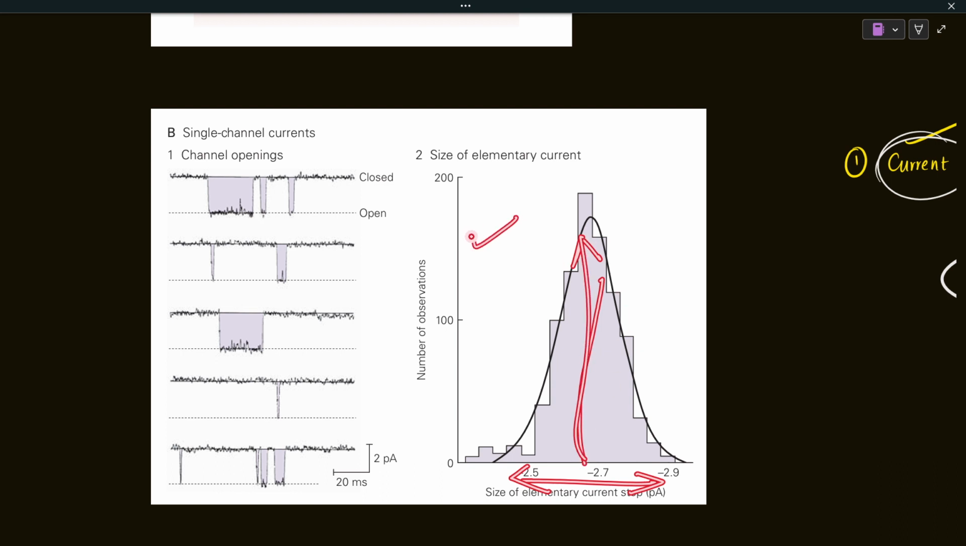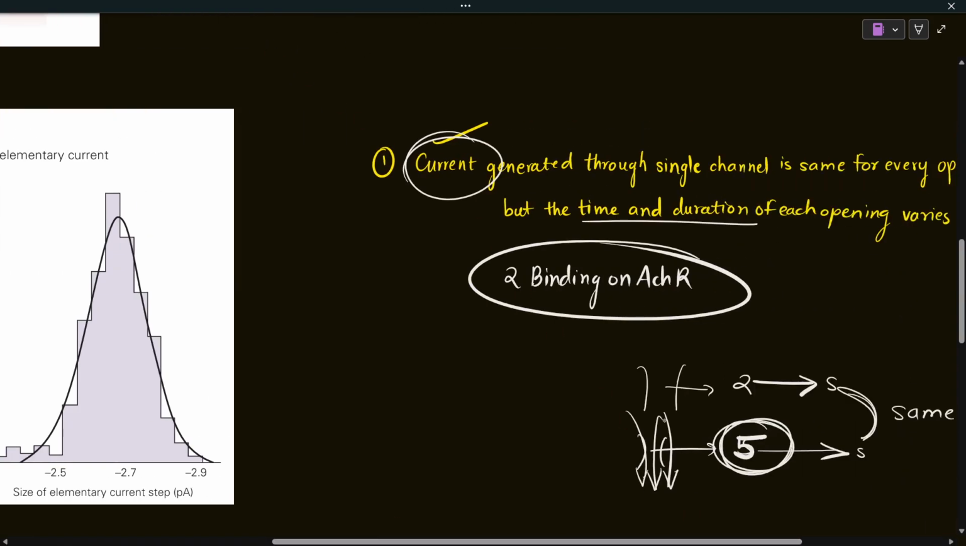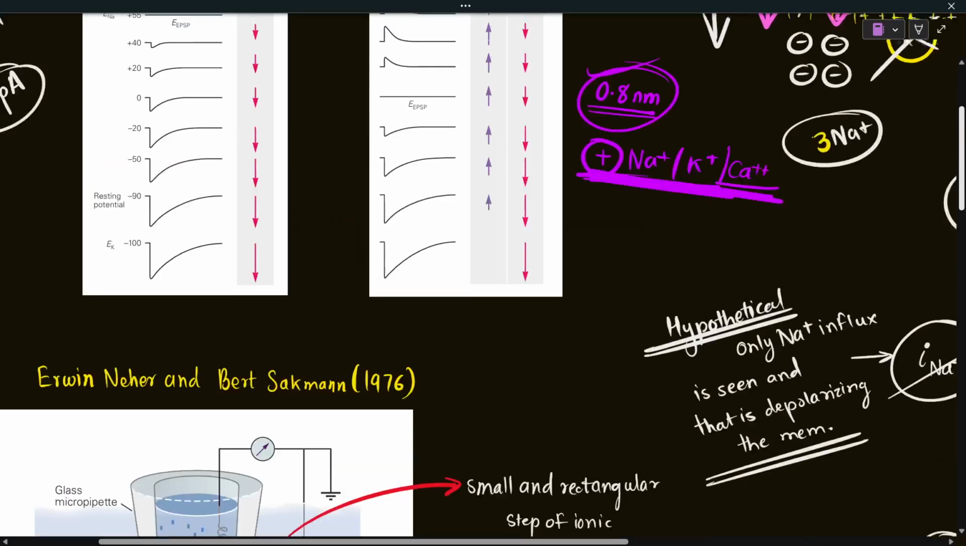So from this they concluded that the current generated through a single acetylcholine receptor is minus 2.7 picoampere. Okay, again, minus means the current is inward. So why is the current inward? Let me show you that in this diagram.